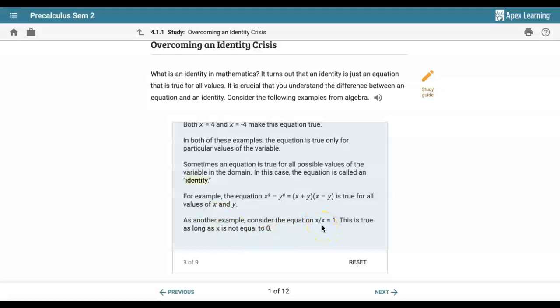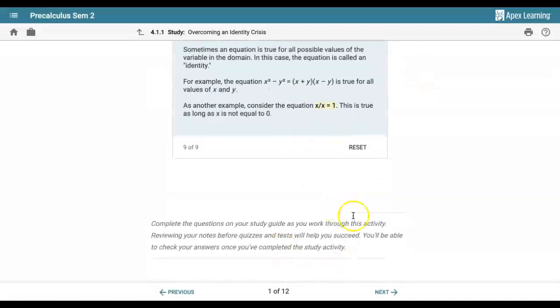This is true for all values, except, of course, when x is equal to 0. We can't divide by 0. And that's a good point to bring up here. Identities are true for all values, but there may be slight exceptions. A lot of the time we're dealing with when x is equal to 0 or x is equal to 1, but it is still true for almost every value, with the exception of a couple things, like this one where x is not equal to 0.